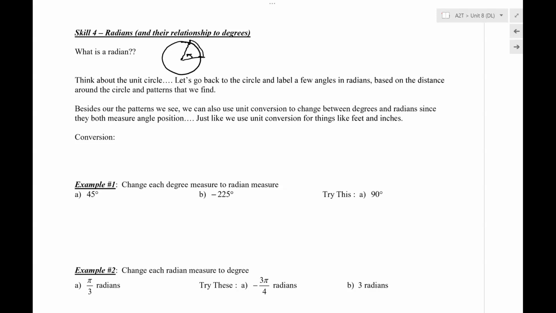It's really annoying. So 1 radian, you guys don't have to know this, it's just more interesting. 1 radian is approximately 57.3 degrees. Okay, so obviously that's not going to work for us. Let's go back real quick to the unit circle, and I want to think about labeling a few angles in radians based on the distance around the circle, and the patterns that we find.